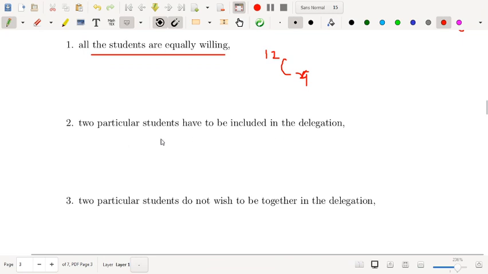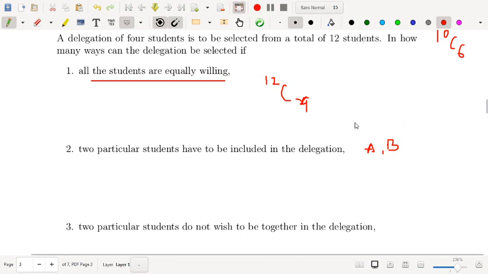Next, 2 particular students have to be included in the delegation. Suppose A, B are 2 particular students whom you have to include. So 2 particular students are already included in the selection, so out of 12, 2 are gone. Out of 10 you have to select 2, since already 2 have been taken and your delegation is of 4 students. Clear? So in this case your answer will be 10C2.